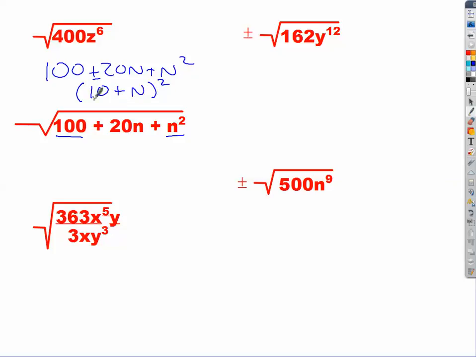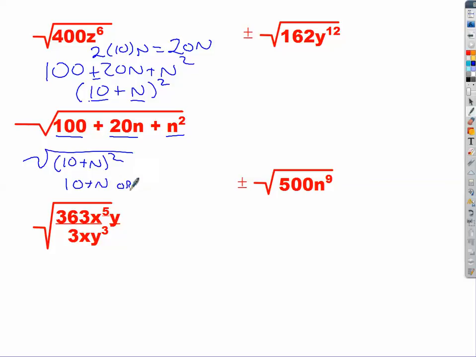The middle term for a perfect square binomial will be 2 times this value times this value. So 2 times 10 times n is that the middle term I have here? This is a square binomial, which is important because it's going to be tough to square root a quadratic that isn't a square binomial. So we have the square root of 10 plus n squared. Well, what is the square root of 10 plus n squared? 10 plus n.